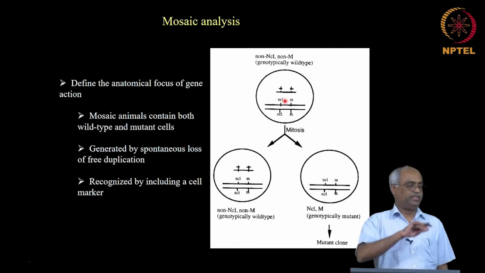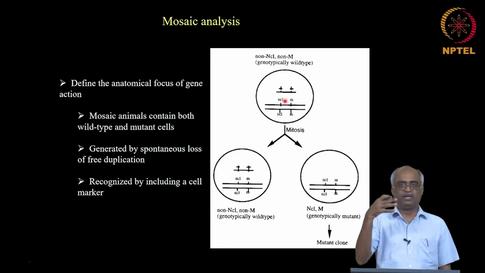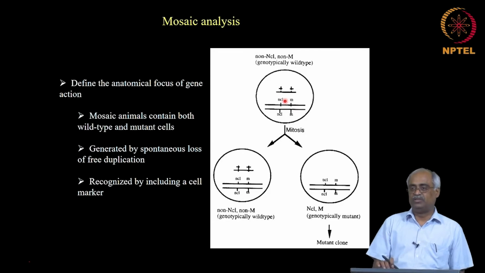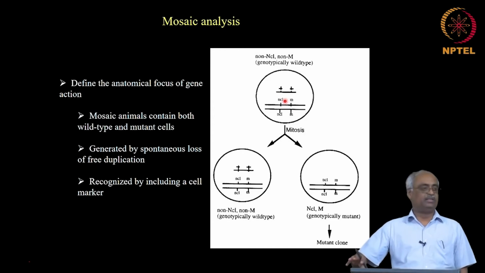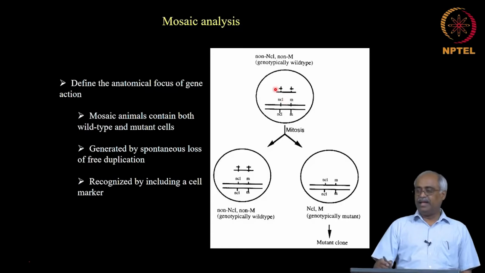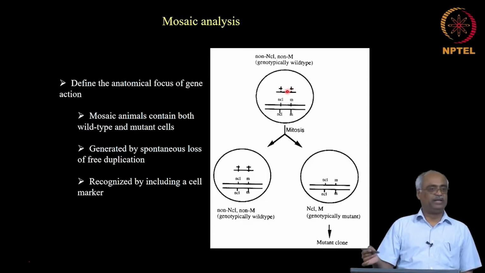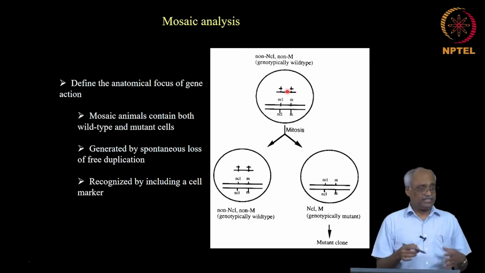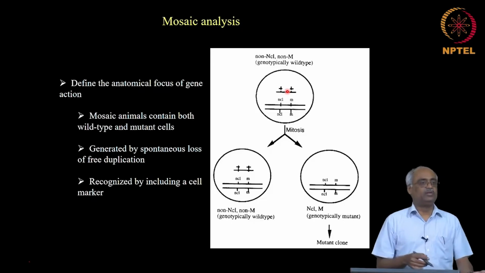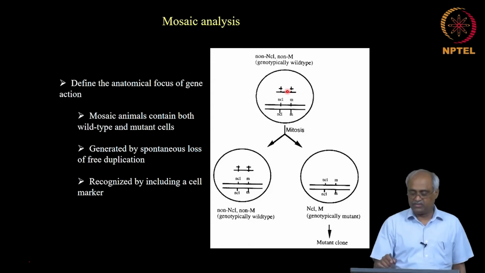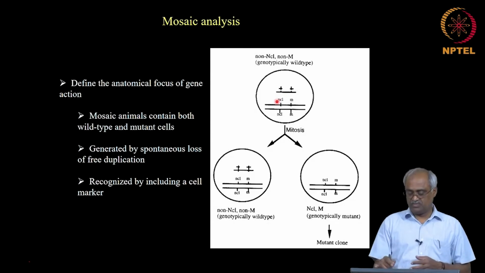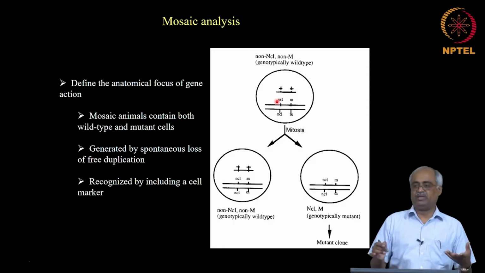Now, I know the duplication is lost, so that means my gene function also must be lost. Then I go and see what happened to that cell or what happens to the descendants of that cell. And this is random, because this is extrachromosomal, it is not going to follow Mendelian inheritance. Since it is going to be random, you do not know in which cell it is going to be lost, and that is why you need this marker mutation.